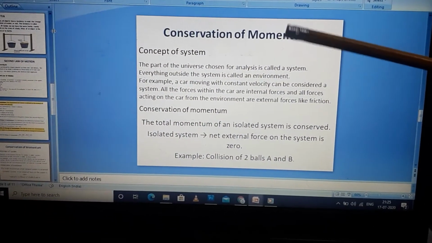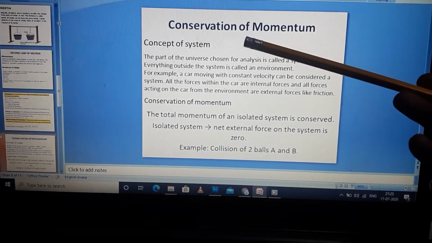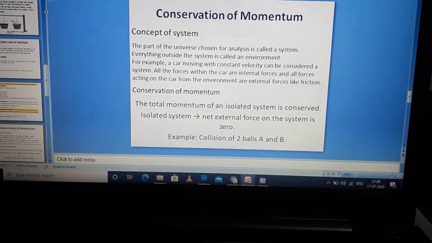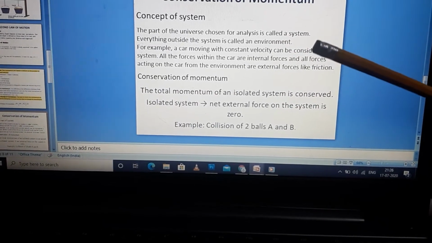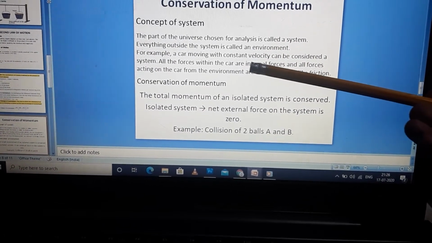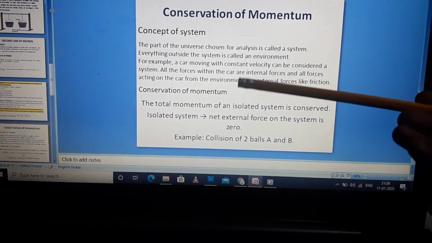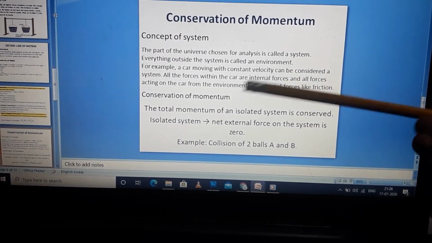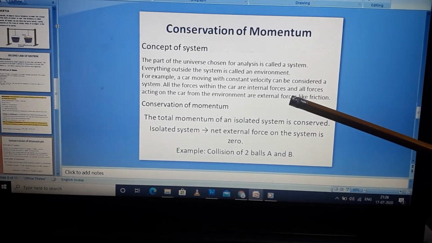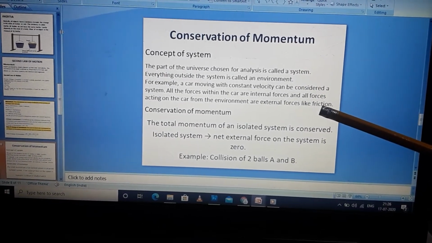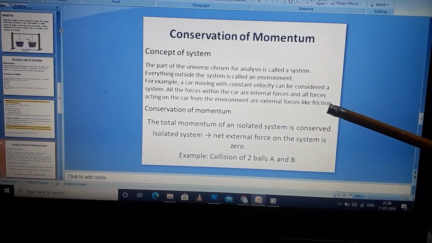Now we come to conservation of momentum. Before studying conservation of momentum, we have to study the concept of a system. What is a system? You can take an example like a moving car. The forces present inside the car, all the internal forces, are defined as the system, while all the forces acting on the car by the environment are termed external forces. The external forces will be like friction, the friction force applied by the road on the tires of the car.